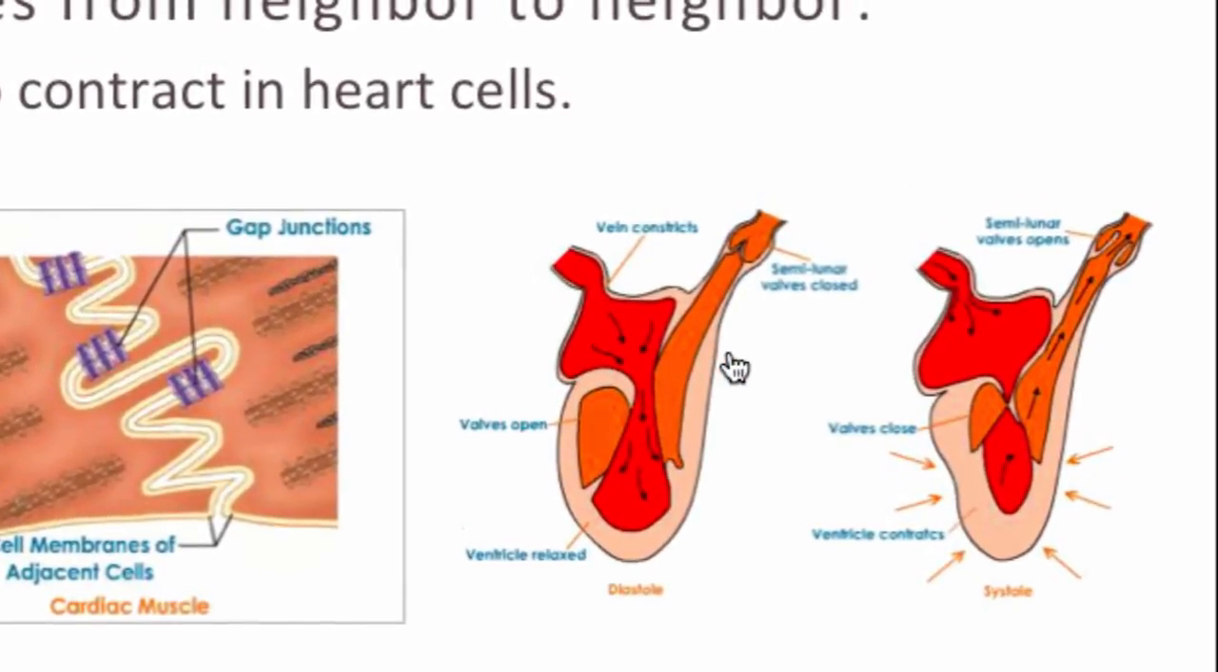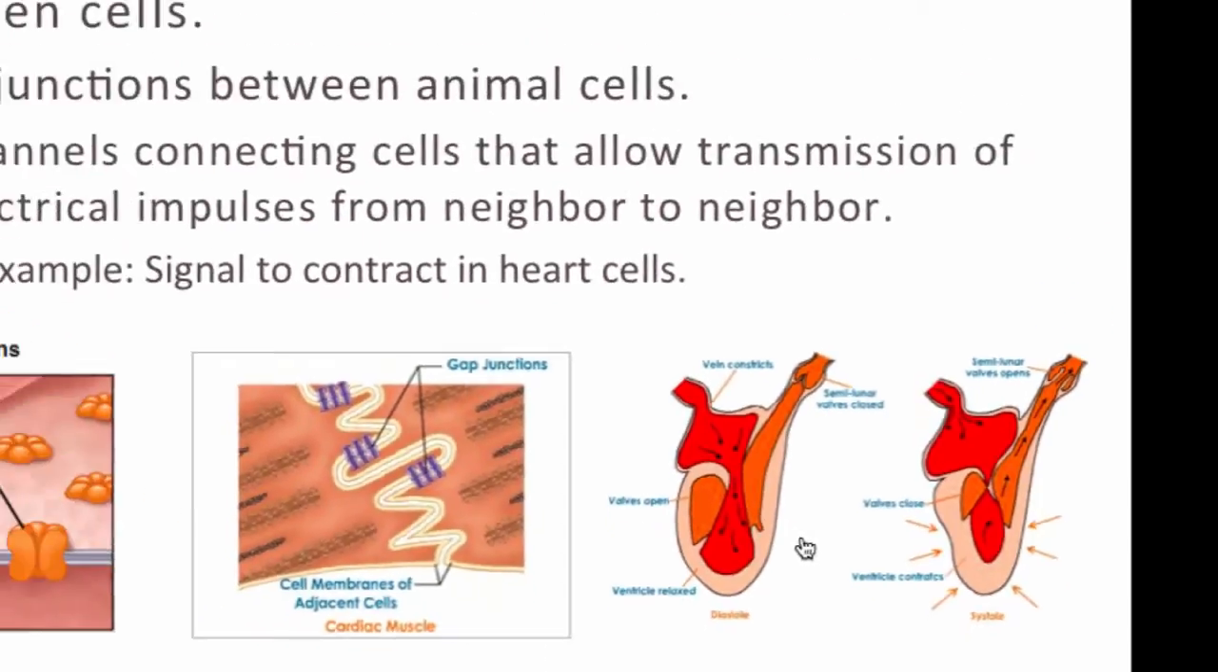Gap junctions are important for the contraction of heart muscle cells and therefore for the pumping of blood throughout the body. Electrical signals arise in your heart in something known as the SA node or the sinoatrial node. That electrical impulse is propagated through the cardiac cells through gap junctions, causing them to contract. So the SA node makes this electrical signal and then it passes through the heart cells via the gap junctions.